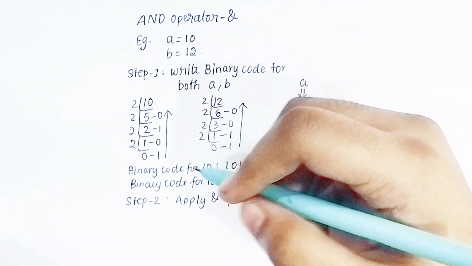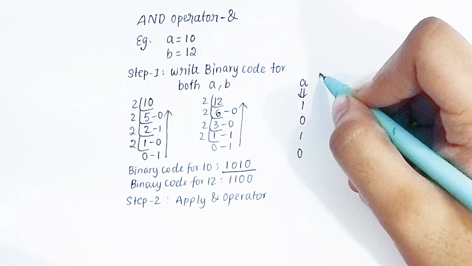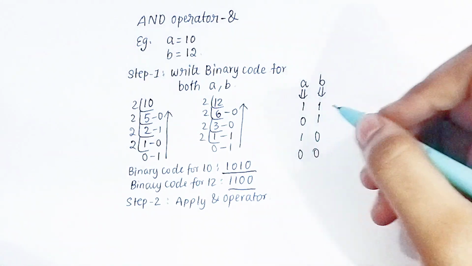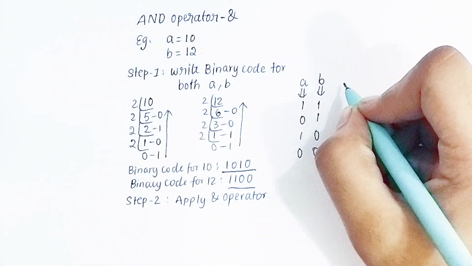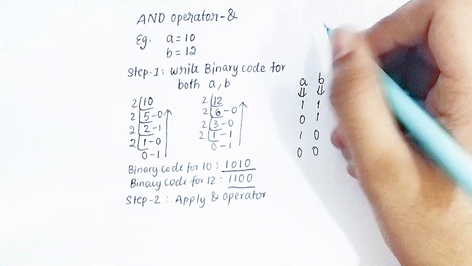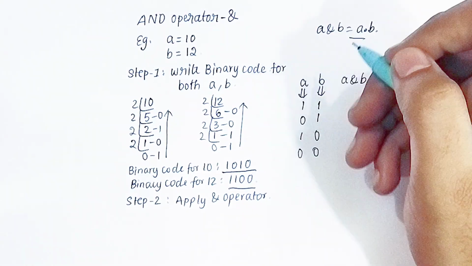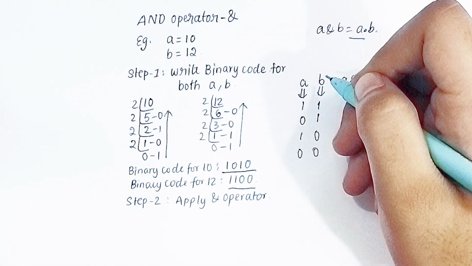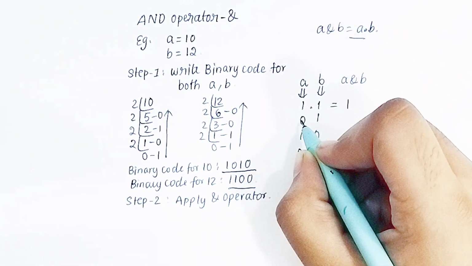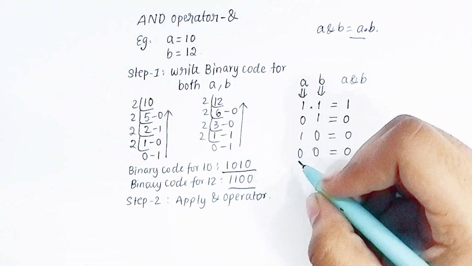Basically we have A, which is 1 0 1 0, and then B, we got 1 1 0 0. We need to apply the AND operator in between these two, which is nothing but A and B. If you have heard of logic gates, that is the AND logic gate, you might know this as A into B or A dot B. It's the same thing, even in this code as well. So we will be writing 1 0 0 0.